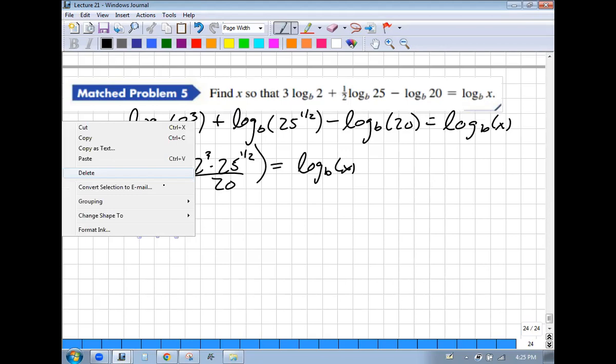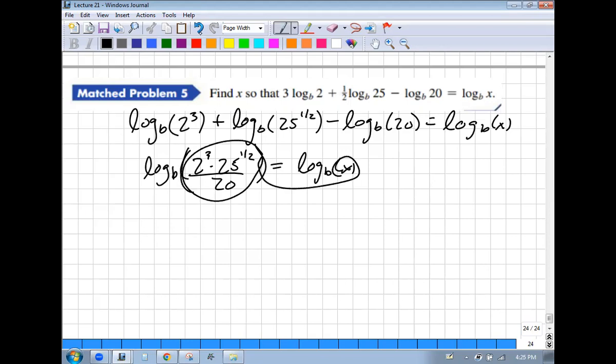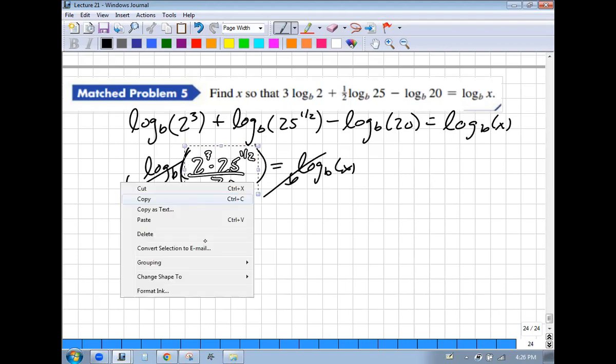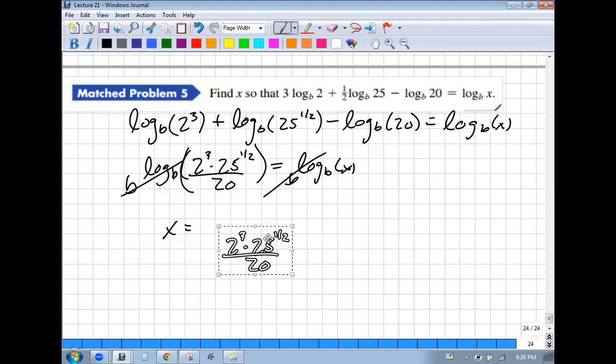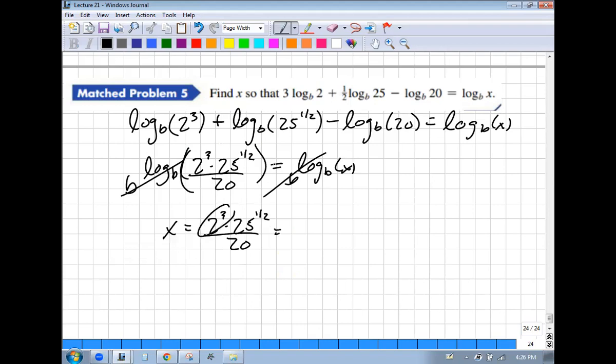Now, since everything is inside logs, if I do b to the power of both sides, the logs can just be thrown away. So I have x is equal to this pile of numbers, and all we need to do is simplify. 2 cubed is 8. The square root of 25 is 5. 40 divided by 20 is 2. And you can check your answer. You plug in a 2 there and make sure that both sides of the equation are equal.